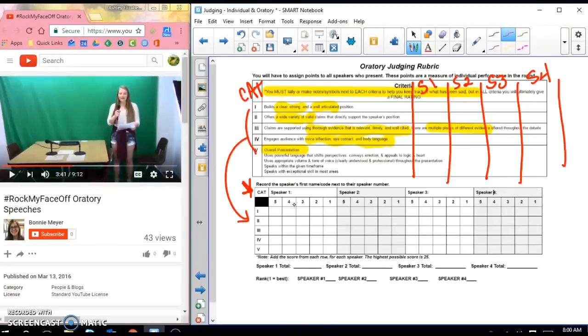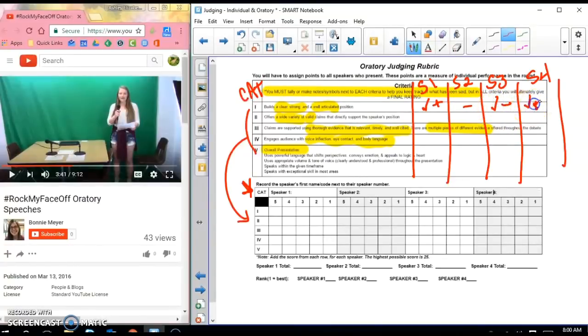So as I'm going through, I may make notes like, did they build a clear, strong, and well-articulated position? Well, for that, maybe I don't use tally marks. Maybe I use a plus or a minus system. Maybe I have a check system. So maybe, okay, did they do this? Yes, I can check that, but was it really good? Yeah, I can add a plus. Did this person not do it? No, maybe there's just a minus. Maybe this person did it, but it wasn't as good as the first one.